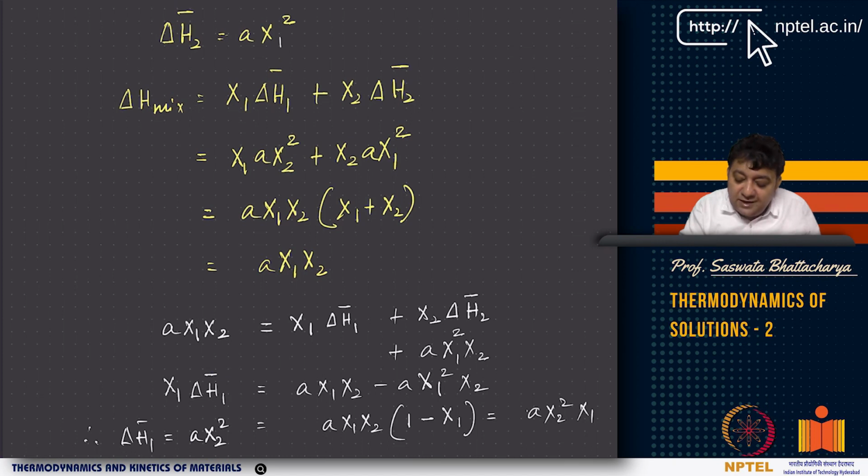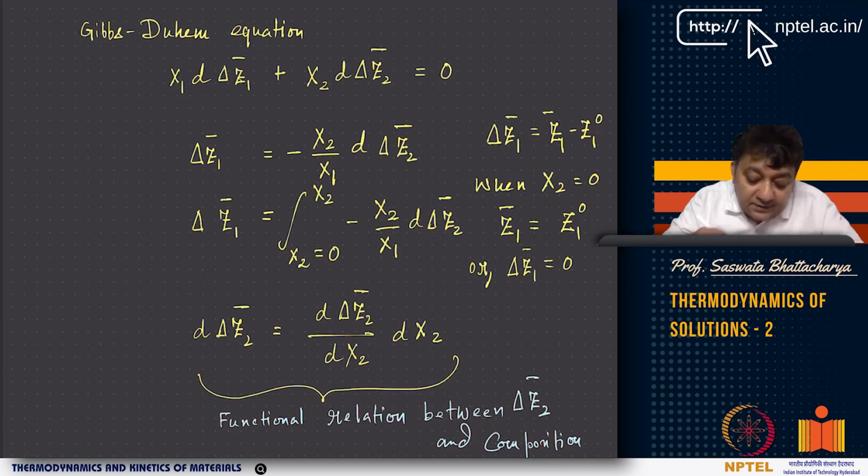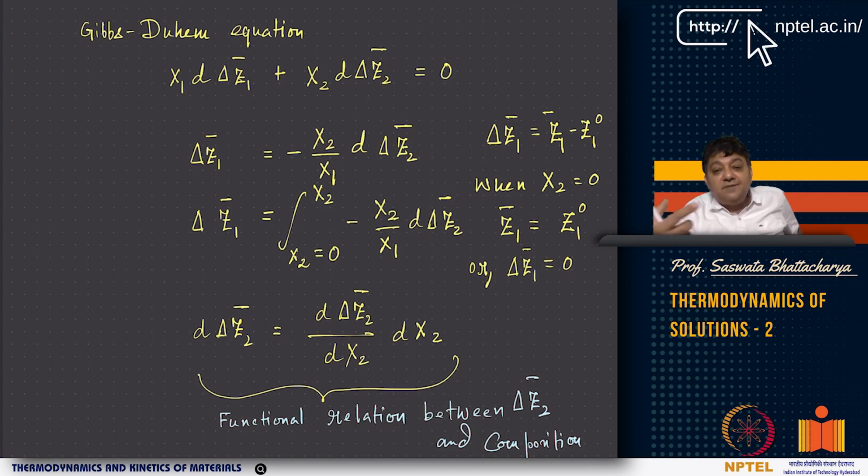So if I do that, a x1 x2 common, I get 1 minus x1, which is nothing but a x2 square x1. So delta H1 bar is a x2 square, right. Now you can also do the other way: if you know the partial molar quantity of one, you want to find the partial molar quantity of the other, because you know the Gibbs-Duhem relation, you can do that.